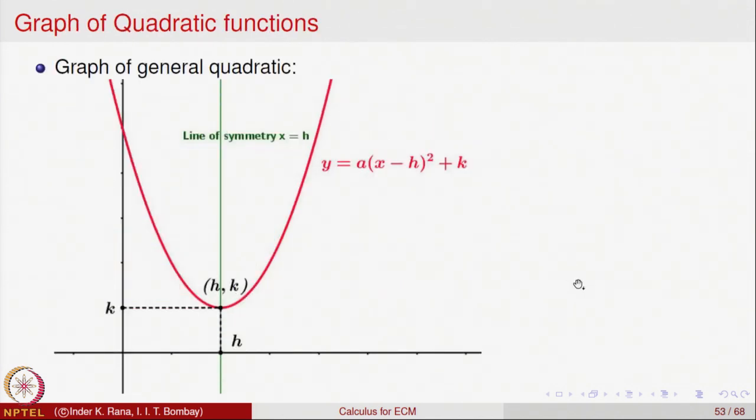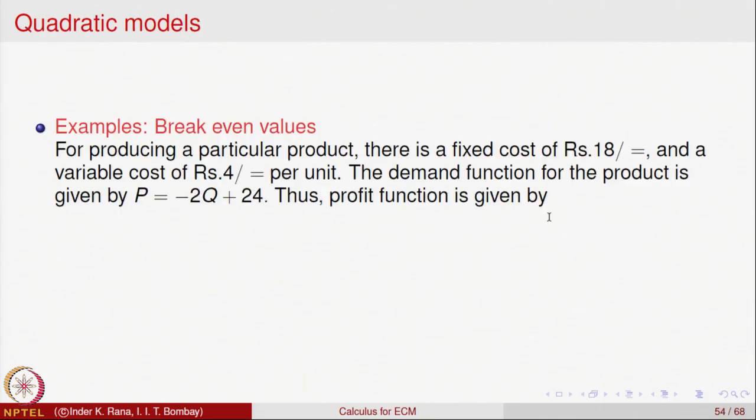So, the graph of the function y is equal to the quadratic a x square plus b x plus c, when transformed into a times x minus h square plus k, where h and k are given by those values as we mentioned earlier, the graph will look like this. Normally, this point is called the vertex of the parabola, and this is called the axis of the parabola, and this is the point where it will cut, that is the point 0 comma c. So, this is the equation.